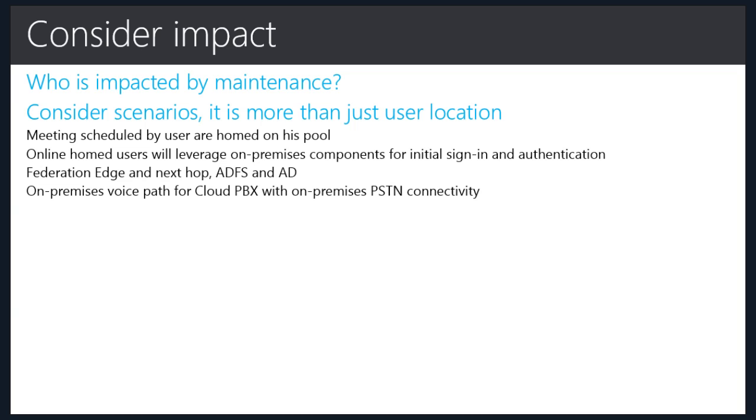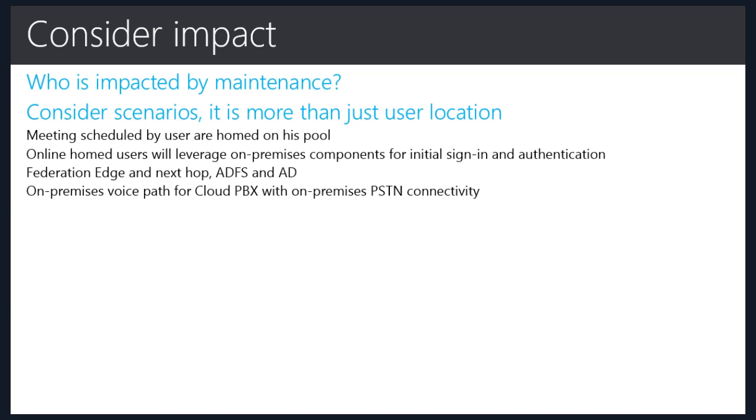Users that are homed online will leverage the Edge server and the Nexthop server, the Federation route Edge server and the Nexthop server, as well as the on-premises components for sign-in and authentication. So make sure that you consider this. Like I said, I've seen environments that pulled down the Edge server because they were thinking that most of the users were internal, but in reality, this server was needed for users that are homed online to be able to sign in successfully.